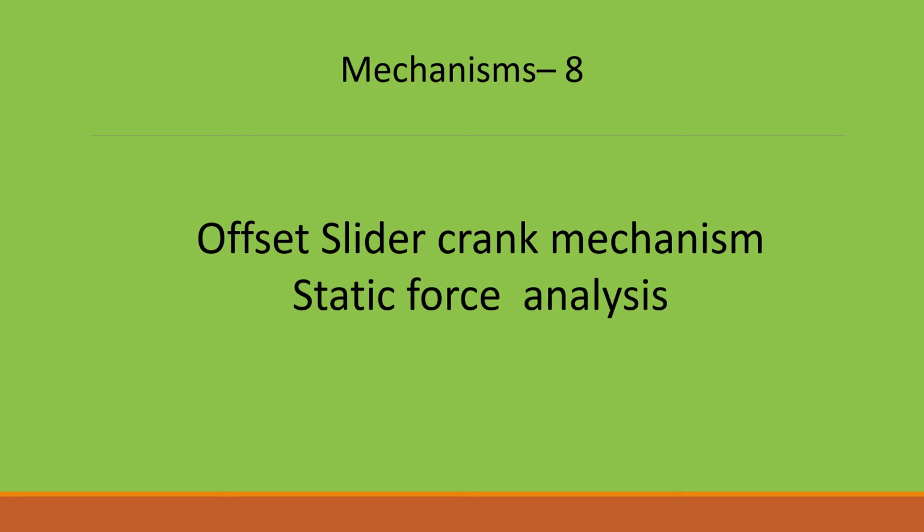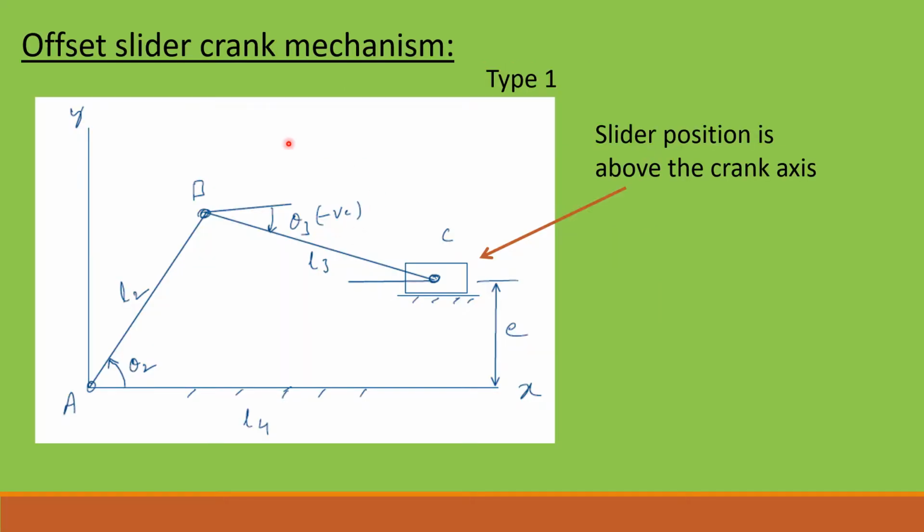In this video, I am going to discuss static force analysis of offset slider crank mechanism. Here is an offset slider crank mechanism. The slider is at a distance E above the crank axis, and link AB is at an angle theta 2 with horizontal, and link BC is at an angle theta 3 with the horizontal.